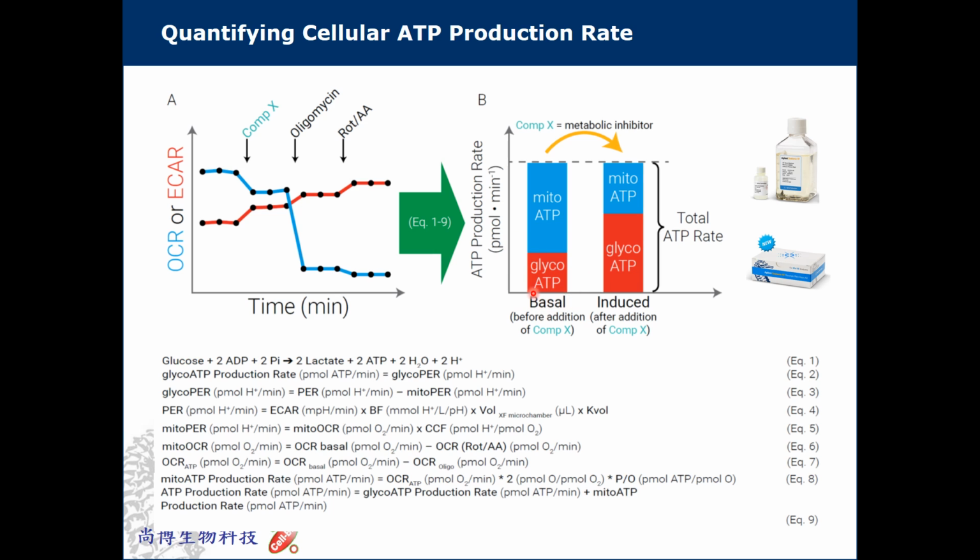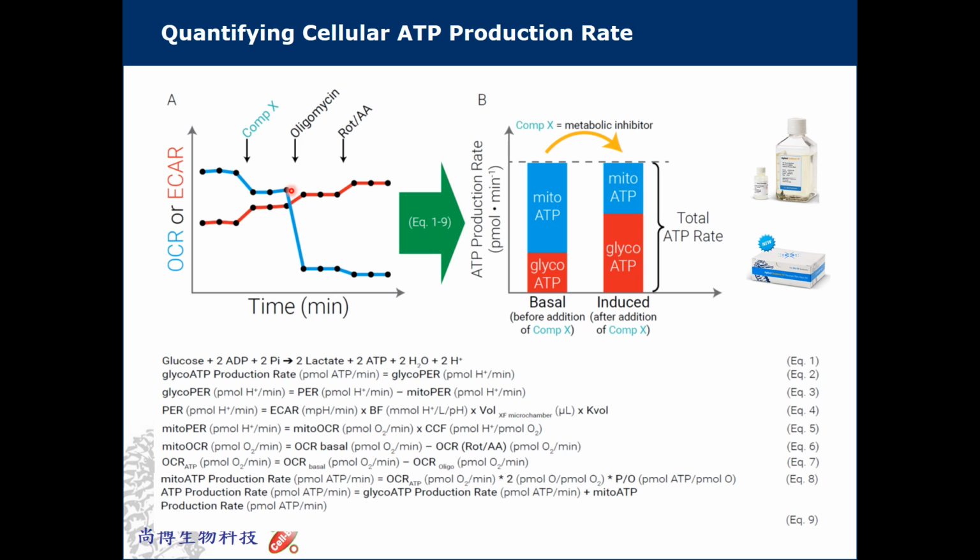So we can also get the glyco ATP information. We can even do an acute injection before oligomycin and rotenone, then we can know the immediate change of the mito ATP and the glyco ATP. It also depends on a very complicated calculation, but we don't need to think it's so complicated. We just need to do this assay and export the data to the report generator. If you would like to know more, we can also offer you a white paper.